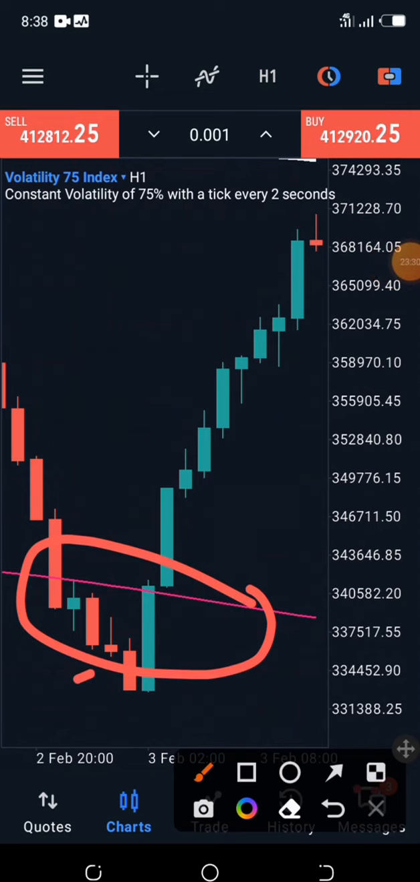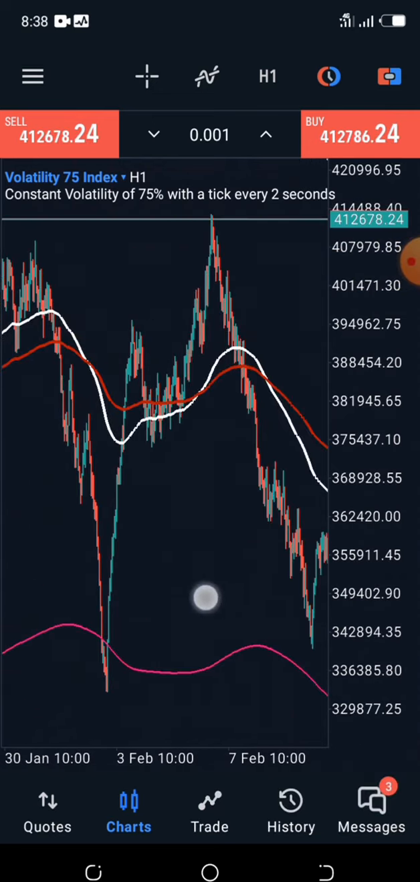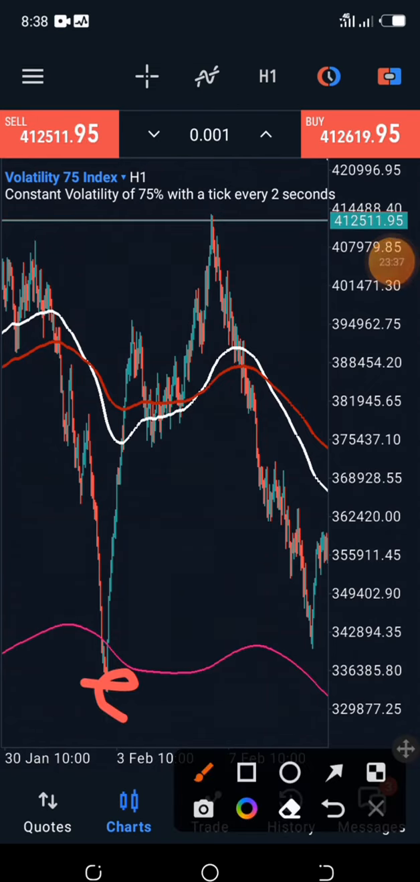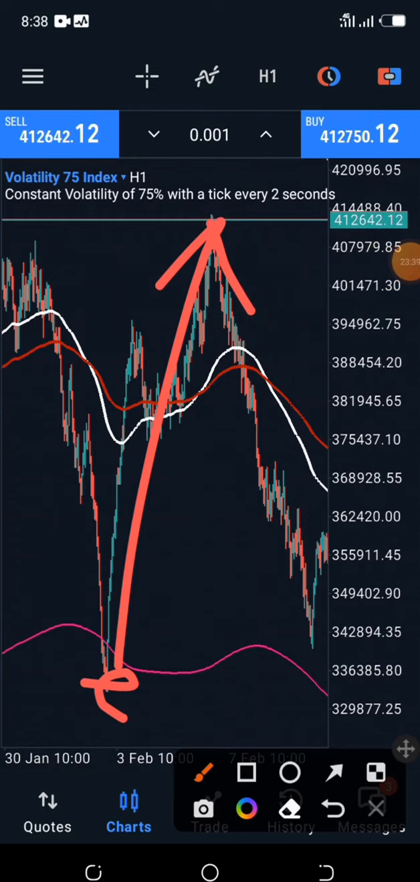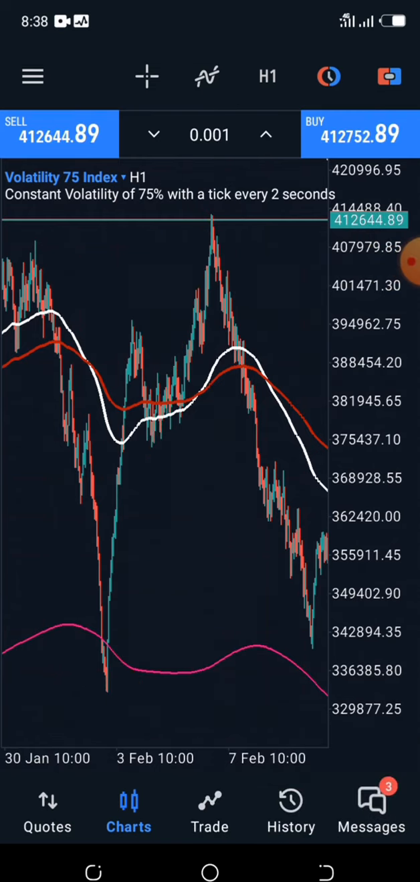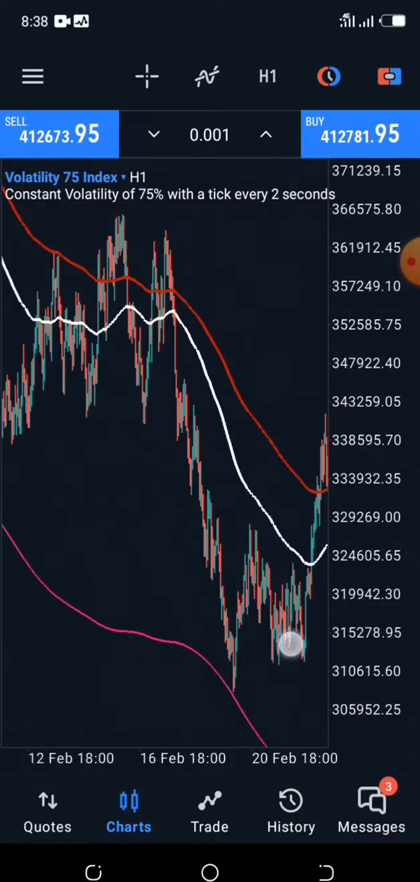As you can see, what happens? It pushes to the upside. This is crazy money. Pushes to the upside, straight up. Can you see that? That's a lot. So that is how to use the indicator.